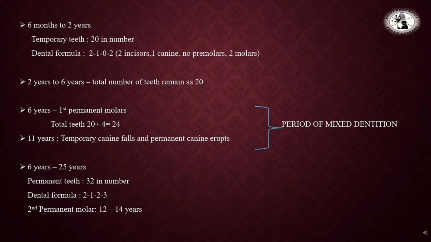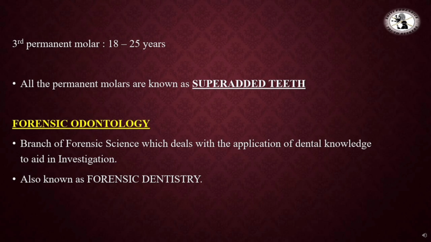From 6 years to 25 years, the permanent teeth will be 32 in number, and the dental formula changes to 2, 1, 2, and 3. That is, 2 incisors, 1 canine, 2 premolars, and 3 molars. Second permanent molar starts to erupt at 12 to 14 years. Then third permanent molars erupt at the age of 18 to 25 years. All the permanent molars are also known as super added teeth.